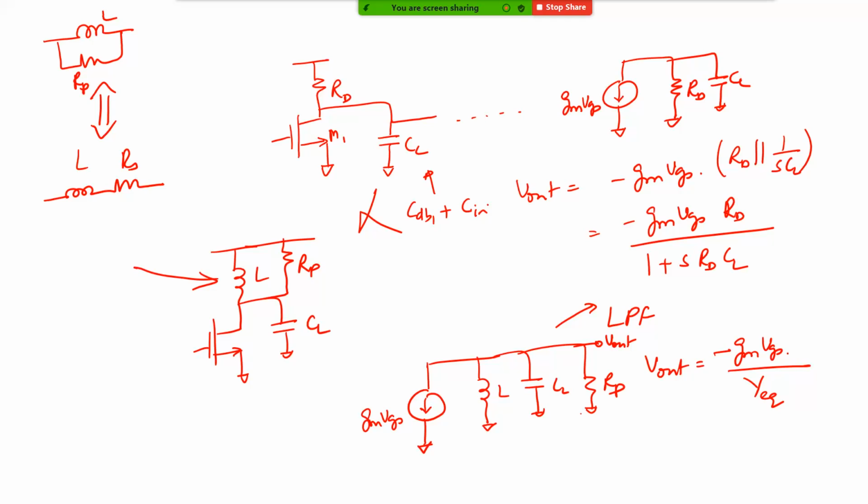Now your transfer function will look like how? Let's say this is your frequency axis. It will basically look like a parallel RLC network. So the gain of the system, let's say Av, is going to look something like this, where this is your frequency of interest.